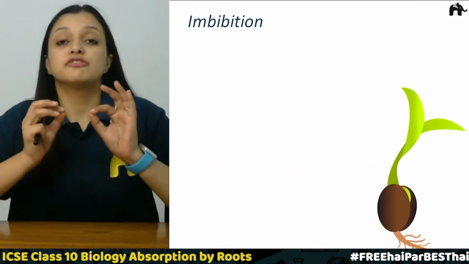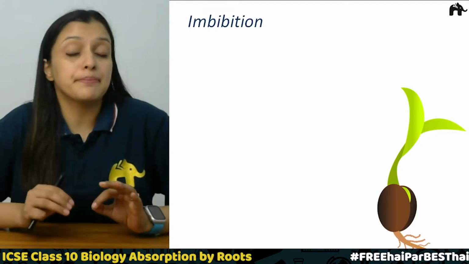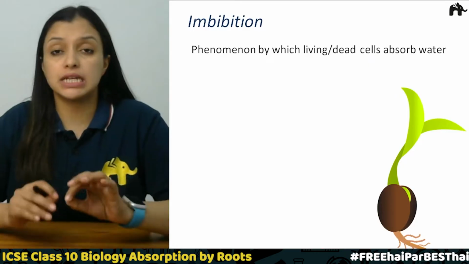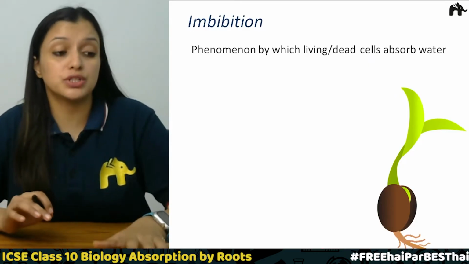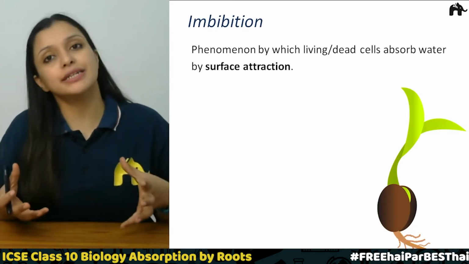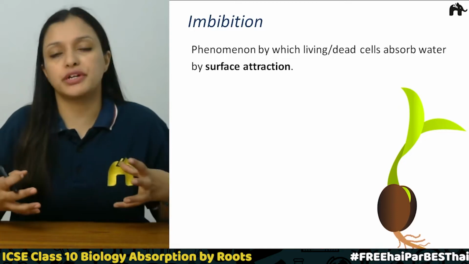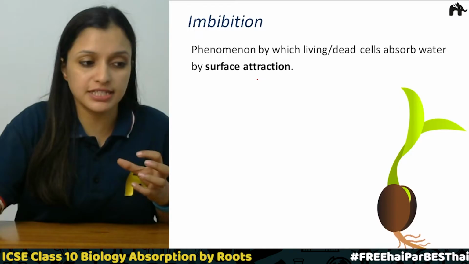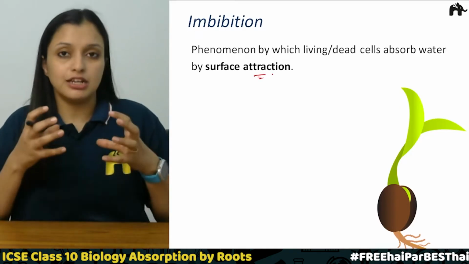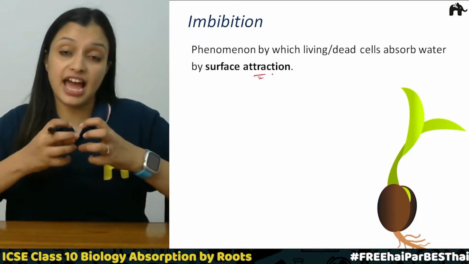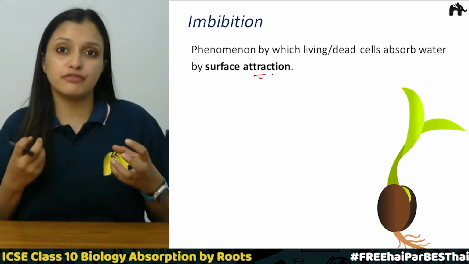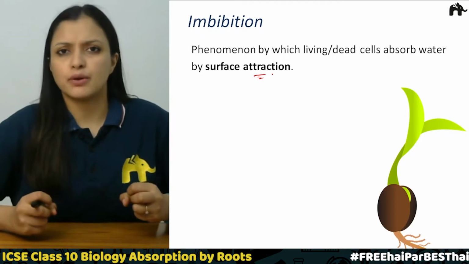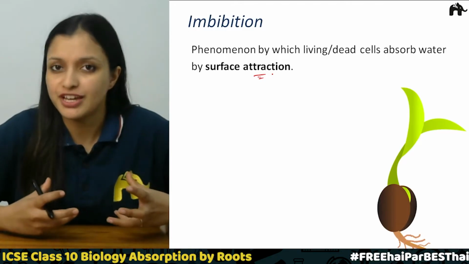Now talking about the first phenomena, that is imbibition. So what is imbibition? Basically it is a phenomena in which a living cell or a dead cell tends to absorb water from its surroundings. So there is a phenomena of surface attraction. So these living or dead cells have the ability, or this property, to attract water from the surroundings. So there is surface attraction, right?